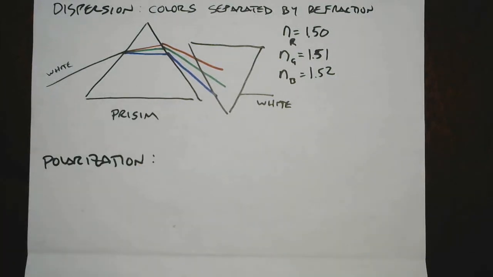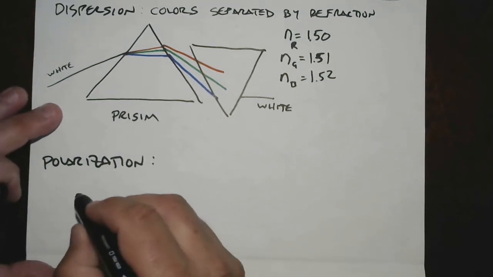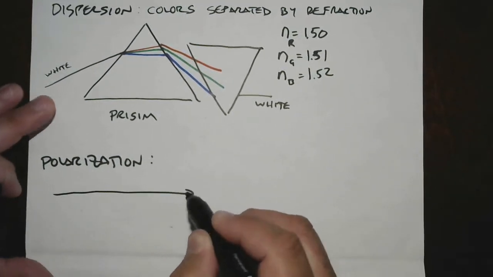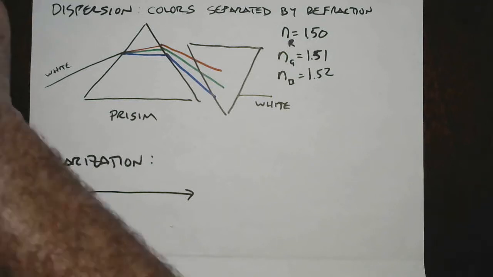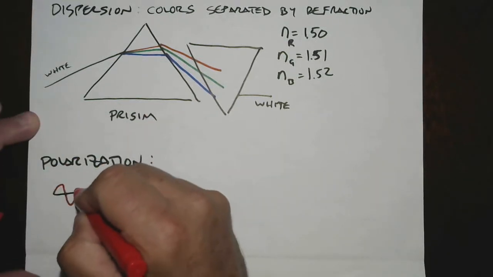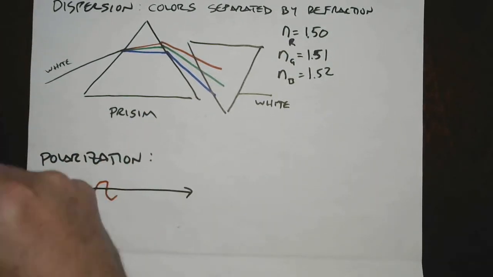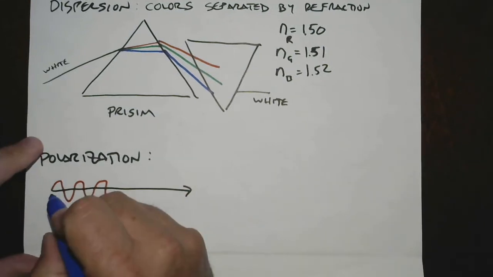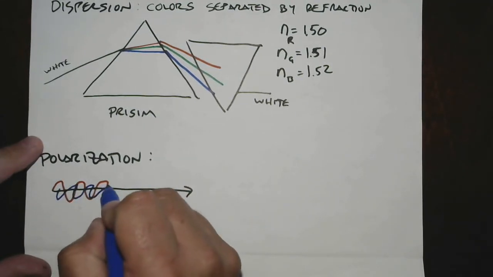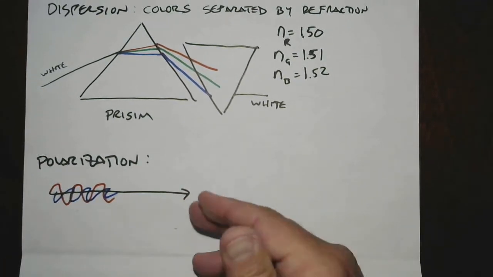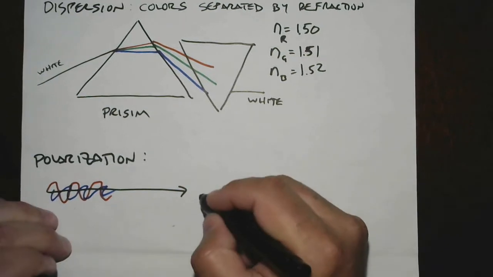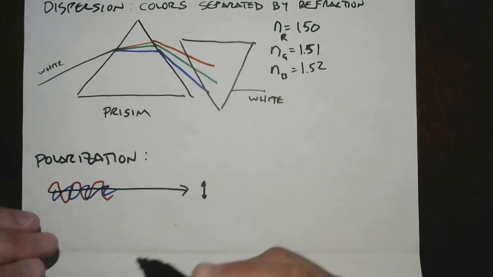Polarization in this case refers to the orientation of the electric field. Remember that light is made up of an electric field vibrating in one plane. Here I'm going to draw it up and down, and a magnetic field vibrating in another plane perpendicular to it. And that's an upright polarization of light. I could put a little sign right here that goes up and down. That's up and down polarization of light.